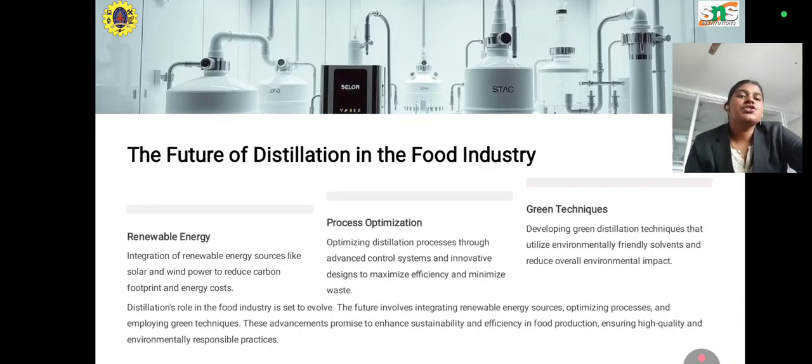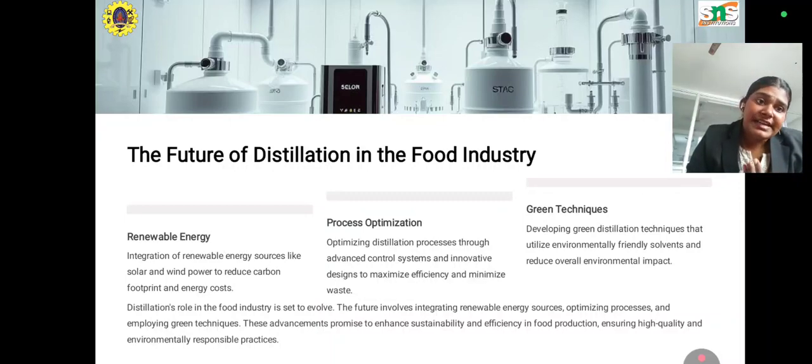So here is the future of distillation in the food industry. First of all, renewable energy: the integration of renewable energy sources like solar and wind power to reduce the carbon footprint. And next is process optimization: optimizing the distillation process through advanced control systems and innovative design to maintain maximum efficiency and minimize waste. Next is green techniques.